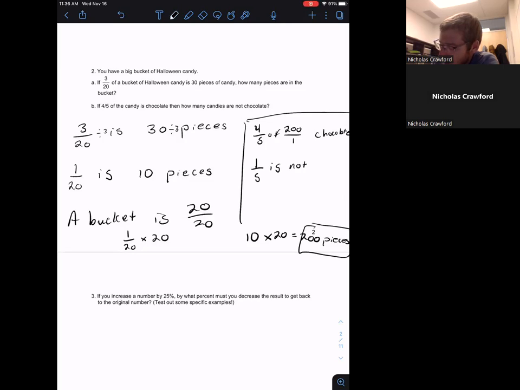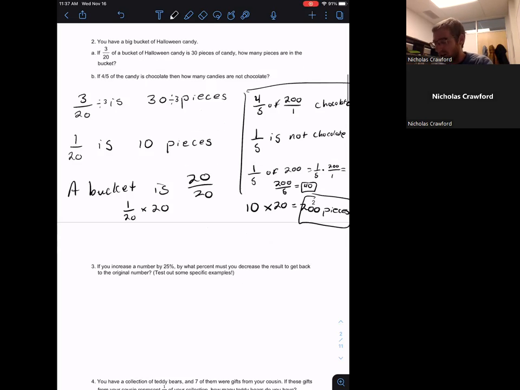is not chocolate. So I need to figure out, well, what is 1/5 of 200? Well, 1/5 of 200 is 1/5 times 200. And if we were to do 1/5 times 200, you multiply straight across, which is 200/5, which is equal to 40. So 40 pieces are not chocolate. Okay, so these are the type of problem-solving ones you could possibly see on your exam.